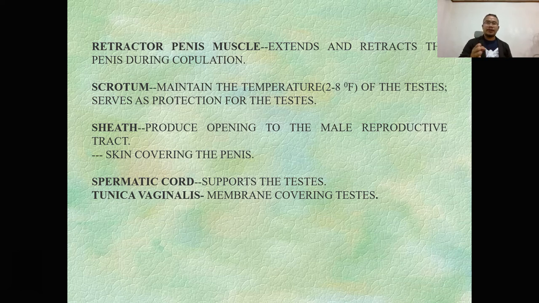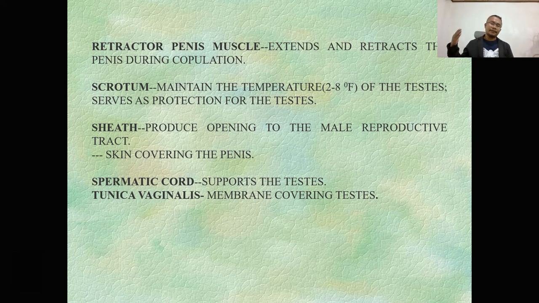Okay, what is the purpose of extending and retracting? In order to deliver the sperm cells properly before ejaculation, it must be extended for proper penetration into the female reproductive system. It retracts after copulation. Because there are cases, in my personal experience, when there is a failure of the retractor penis muscles. The penis will not be retracted inside, so it just hangs outside until it becomes infected.